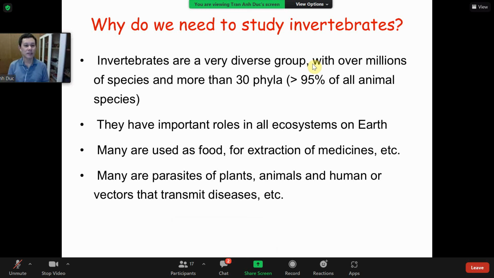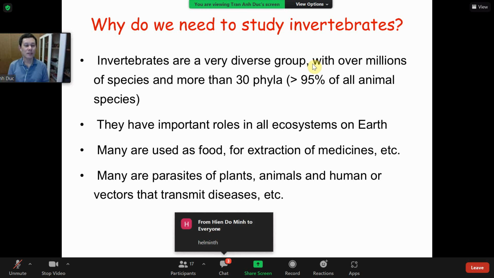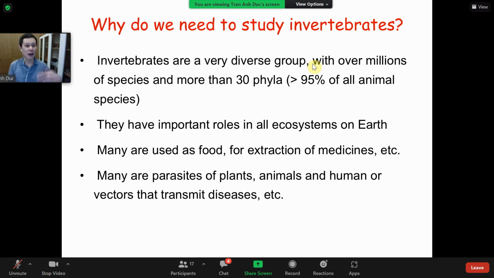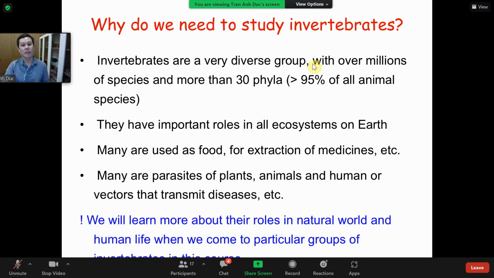Worms, right? Like we have brown worms. So these are the ones that cause disease. Because they cause disease, we also need to study them. So anything that is related to our life, we need to deal with. So invertebrates are good, and also there are some bad ones to humans, and these are the ones that we need to study, right?